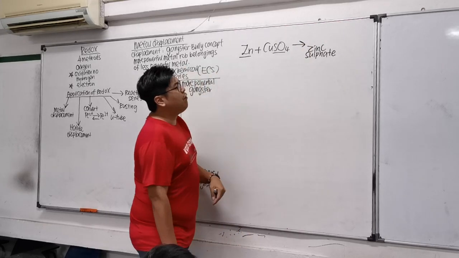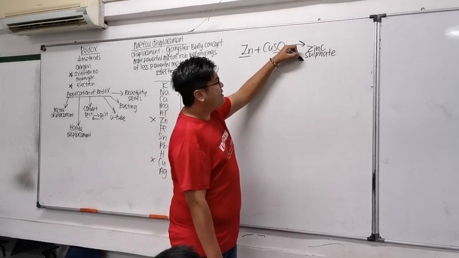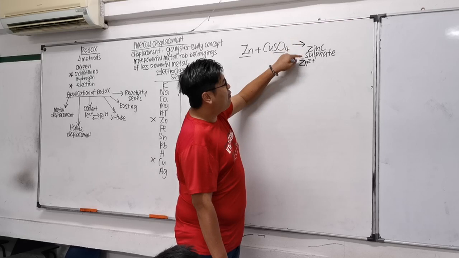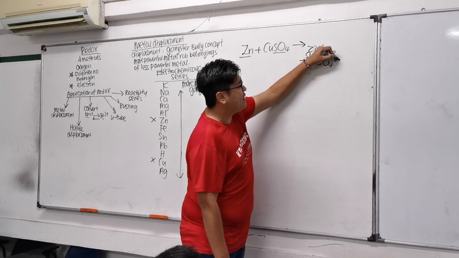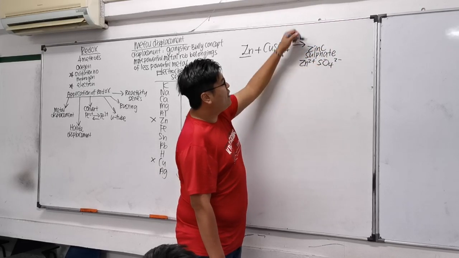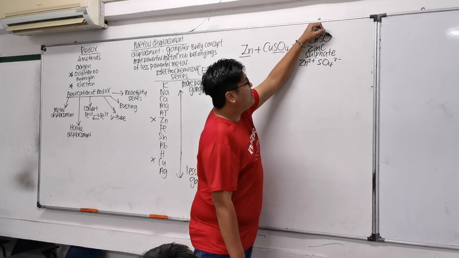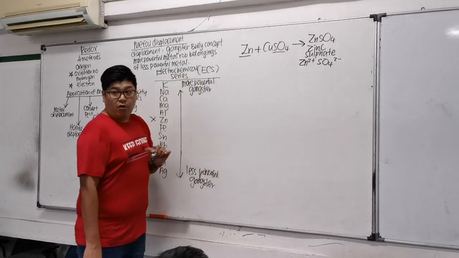Alright, so what is the formula for zinc sulfate? Zinc is Zn2+, sulfate is SO4 2-. 2+ and 2- cancel off, so ZnSO4. This is how you get the formula for zinc sulfate, okay?